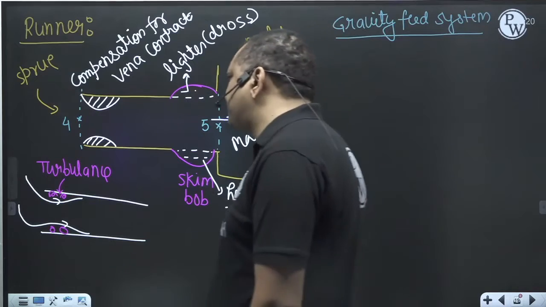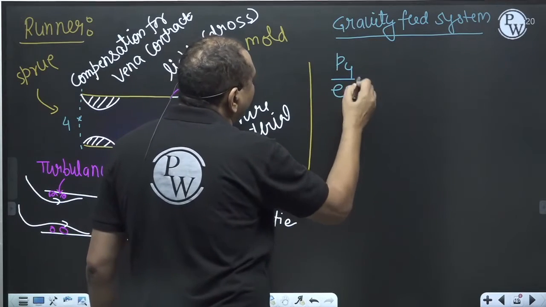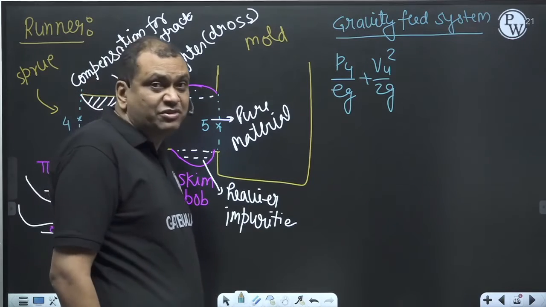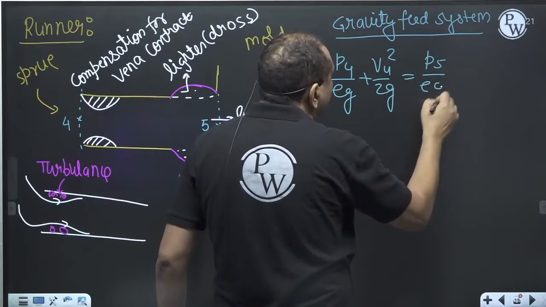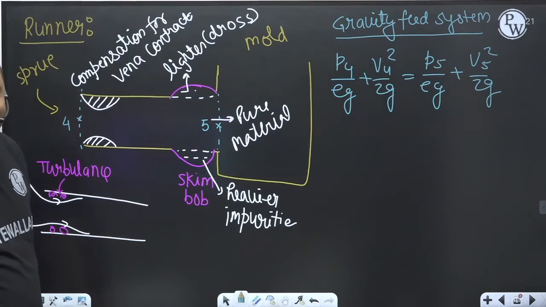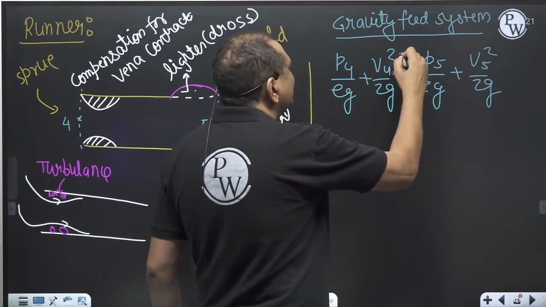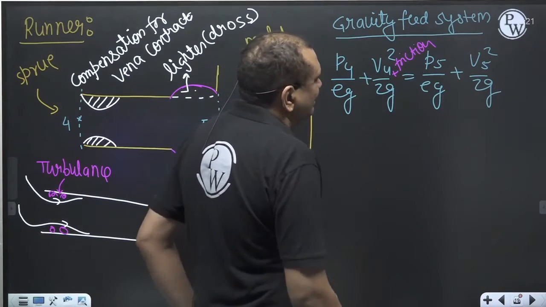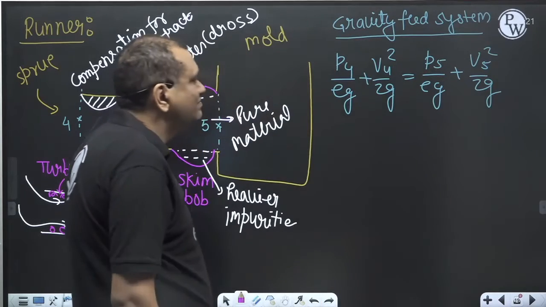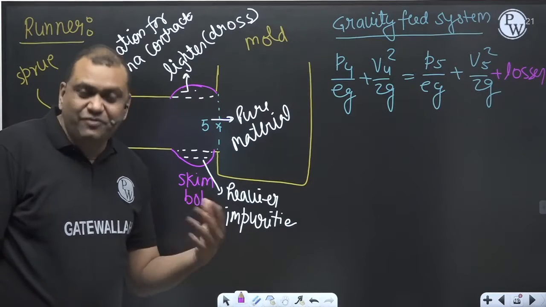Now let us discuss the gravity feed system first. If you apply the Bernoulli equation between points 4 and 5: P4 by rho g plus V4 square by 2g, because it is on the same plane so H1 equals H2, equals P5 by rho g plus V5 square by 2g. Here there will be some friction losses, primarily because of drag.